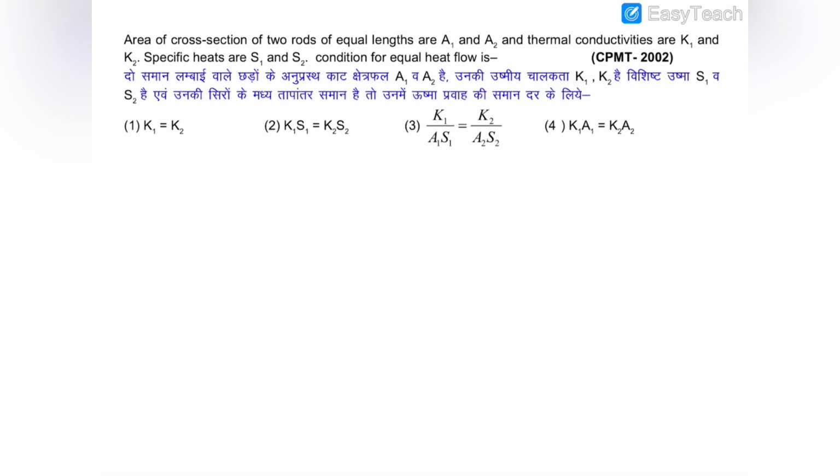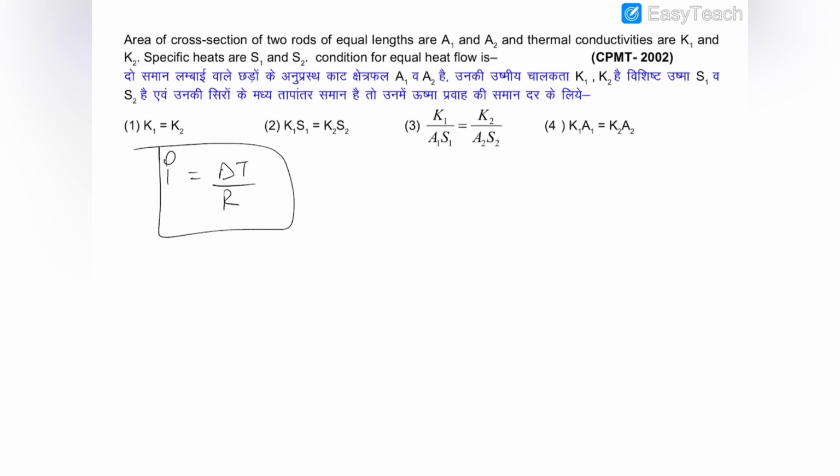In this question, you can see that there are two rods of equal length and their areas of cross section are A1 and A2, their thermal conductivities are K1 and K2, as well as their specific heats are S1 and S2. Now we have to find out the condition for equal heat flow. So heat current is equal to delta T by R, and in this question we have to assume that the delta T across both of the rods is the same.